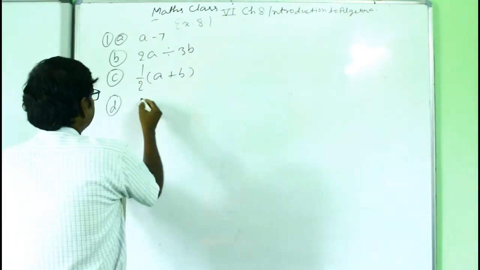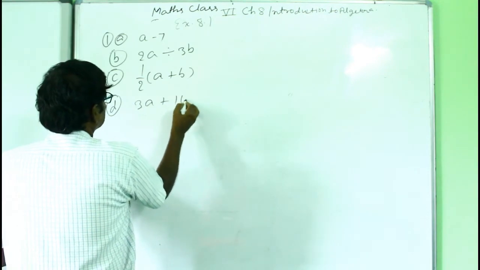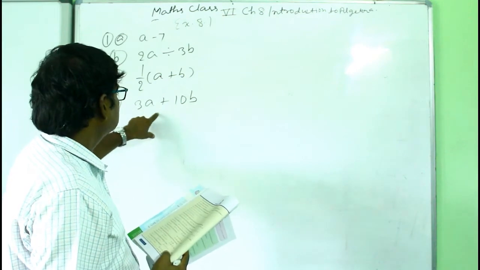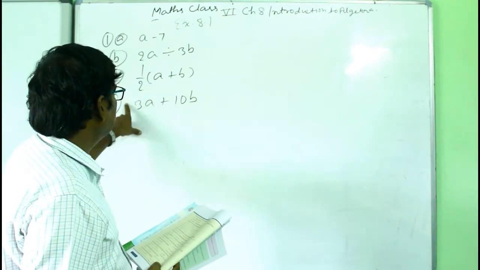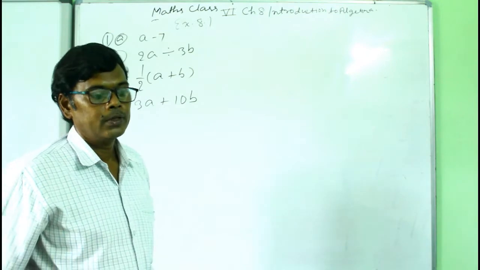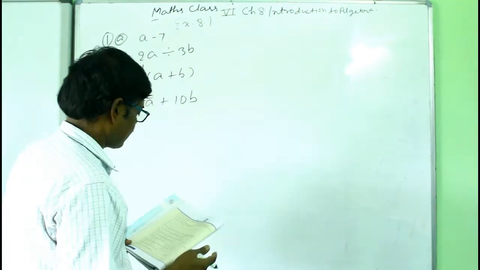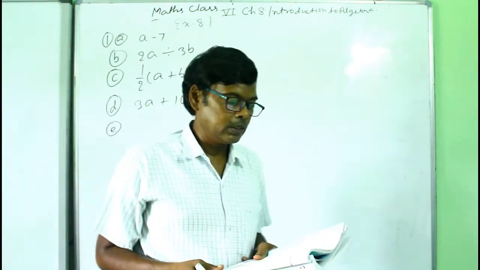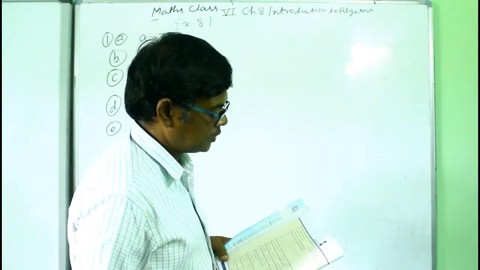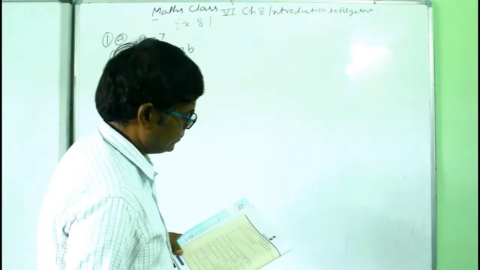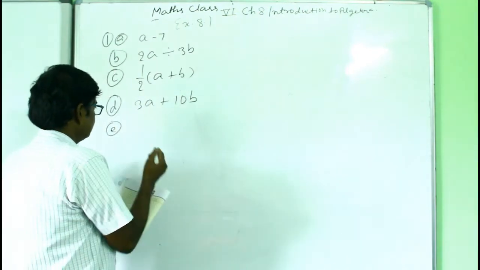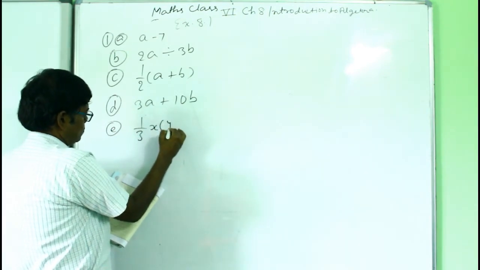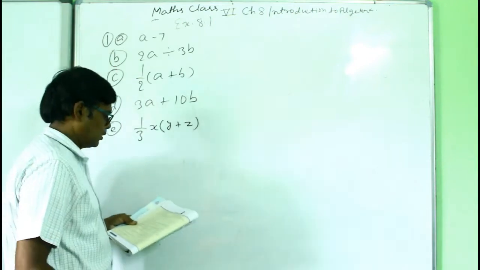So it will be here 3a plus 10b. That is 3 multiplied by a is, मतलब ये जो 3a है, 3a को increase किया गया by 10b here. So this is the answer. E, 1/3 of x is multiplied by sum of x, sum of y and z. So this is the answer.